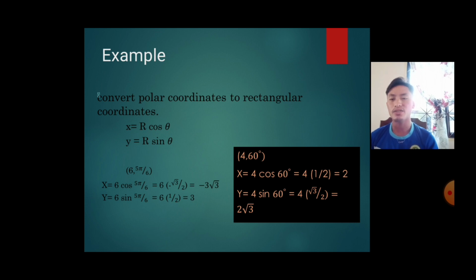So, x is equal to 4 cos 60 degrees is equal to 4 times 1/2. It is because cosine 60 degrees in the unit circle is 1/2. So, 4 times 1/2 is equal to 2. And y is equal to 4 sin 60 degrees is equal to 4 square root of 3 over 2. It is because sin 60 degrees in the unit circle is square root of 3 over 2. So, 4 times square root of 3 over 2 is equal to 2 square root of 3. And the rectangular coordinates of (4, 60 degrees) is (2, 2 square root of 3).